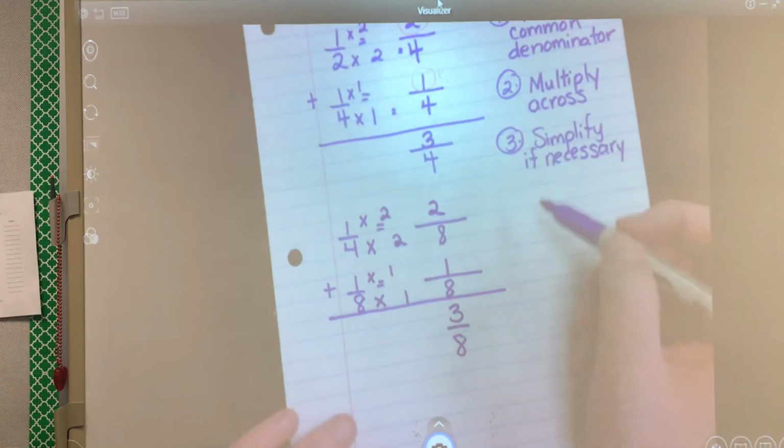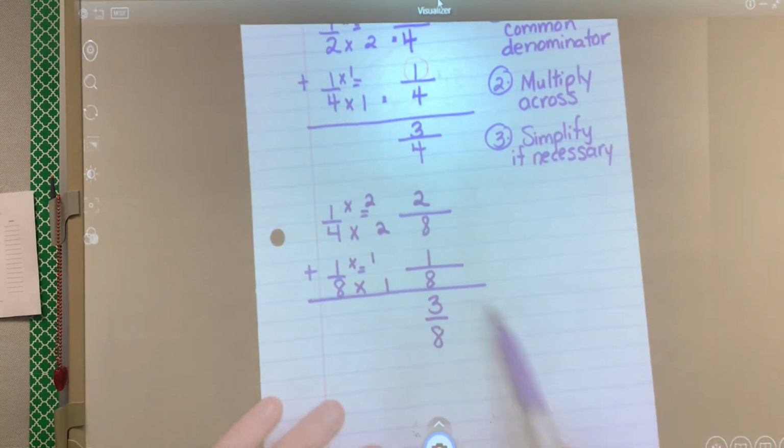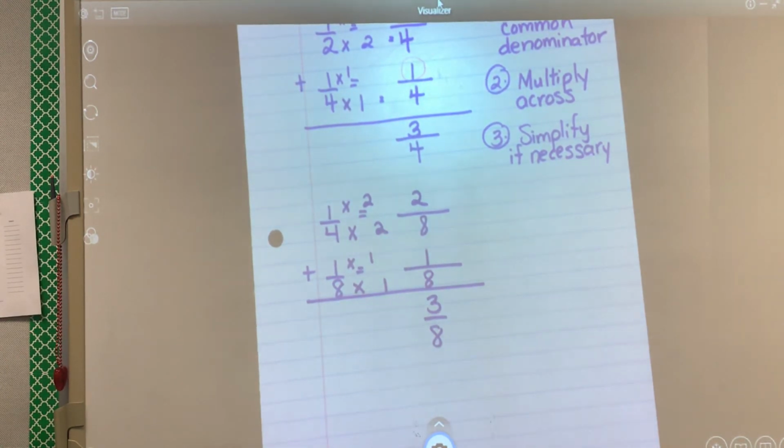Do I need to simplify? On this one, no. Again, because the only number that I can divide into 3 and 8 is 1. I can't do 2, and I can't do 3 because 3 doesn't go into 8. So we're done with this one too.